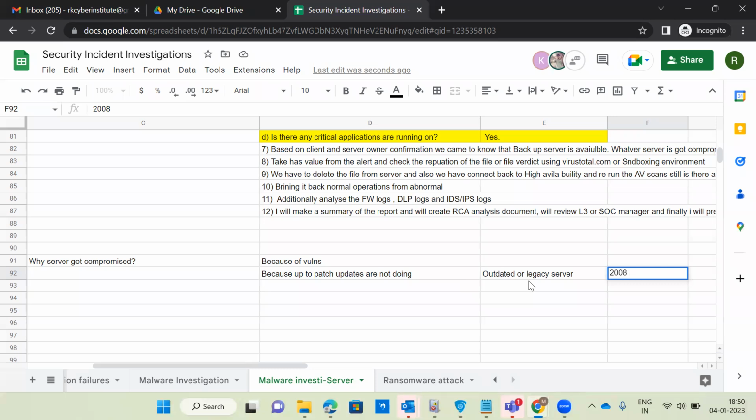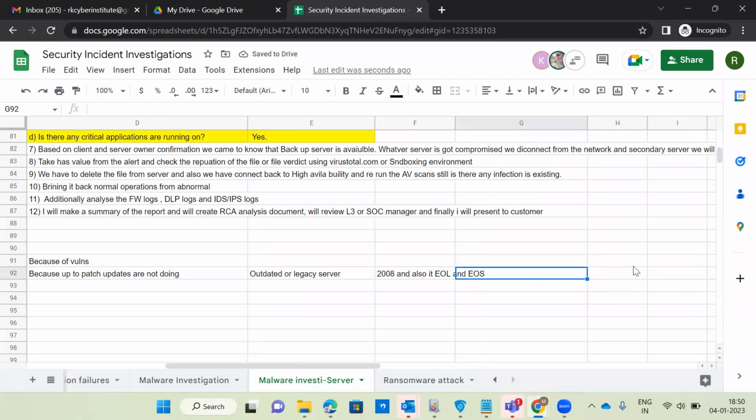Okay. So 2008, and also it is EOL and also EOS. EOL means end of life. EOS means end of support. Where we discuss this particular topic, we discuss application security in the SDLC life cycle.